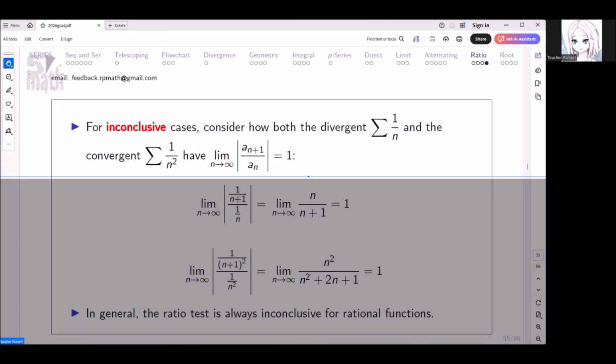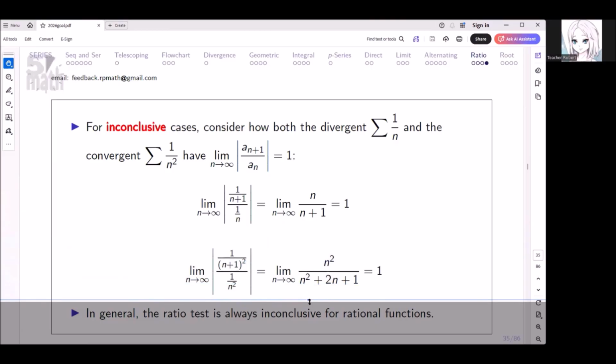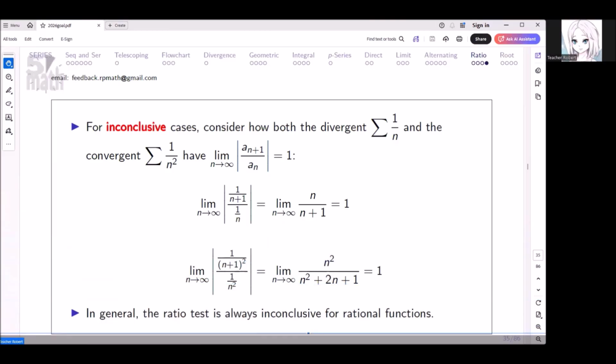For inconclusive cases, consider how both the divergent series 1 over n and the convergent series 1 over n squared have this, and that. In general, the ratio test is always inconclusive for rational functions.